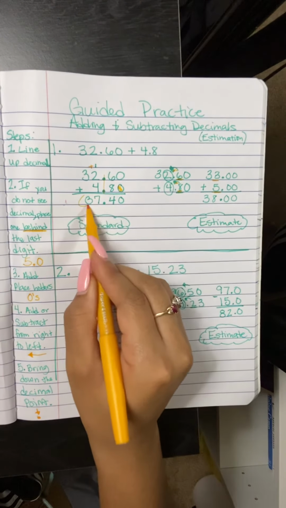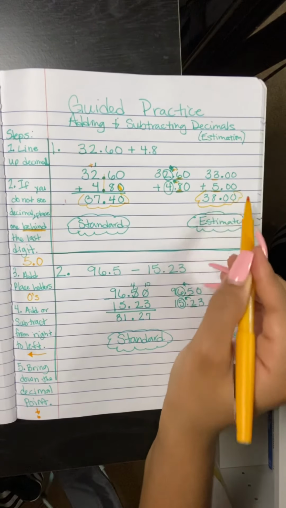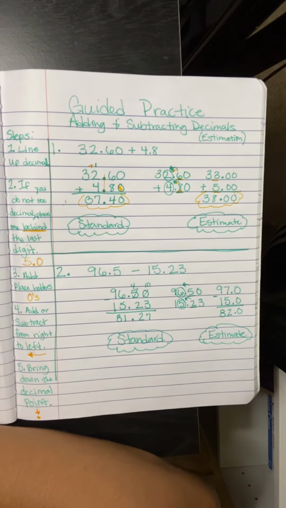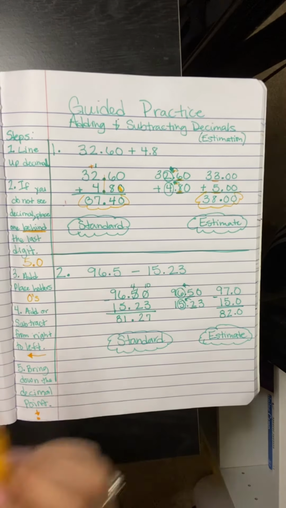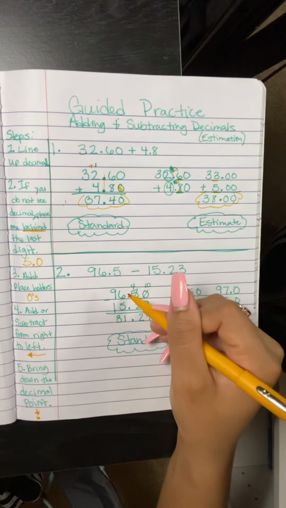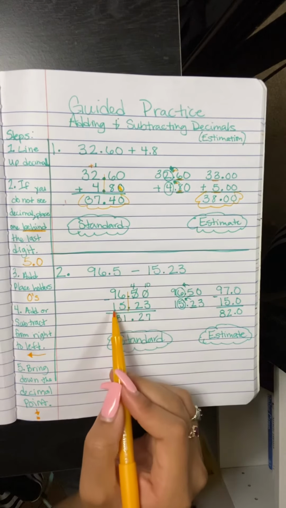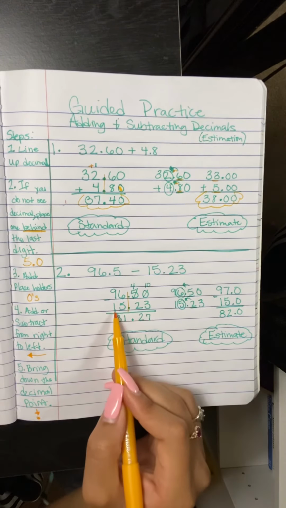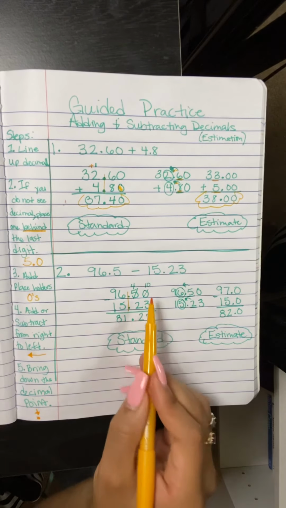You're going to look at these numbers right here to see if it makes sense. This is a close estimation, so that means that this problem checks out. It makes sense. That was for addition. You do the same thing for subtraction. I still want to make sure that my decimals are in a line. I want to make sure that my place values are all the same. My tens and my tens, my ones and my ones, tenths and hundredths.